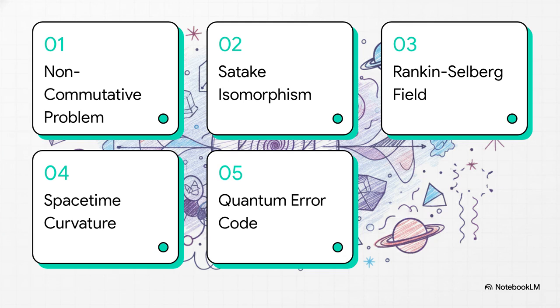Here's a quick roadmap for our deep dive today. We'll start by tackling the non-commutative problem, then unlock the math with the Satake isomorphism. After that, we'll look at Rankin-Selberg field convolution, map that onto emergent spacetime curvature, and finally wrap up with the universe as a quantum error-correcting code.